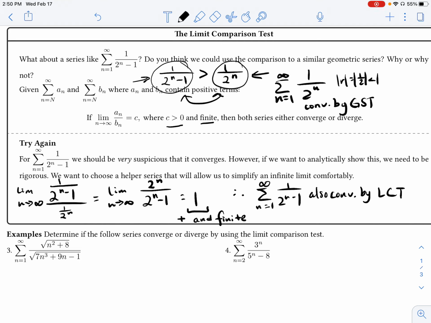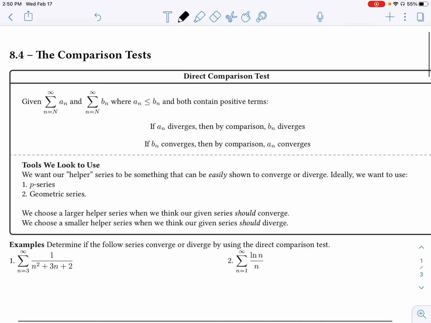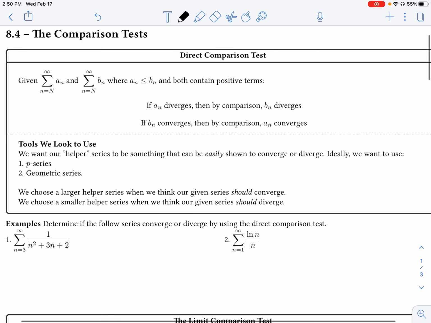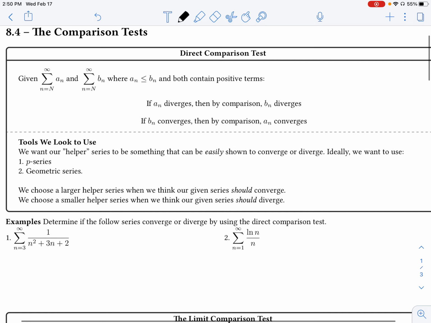The direct comparison test is really nice in terms of the amount of work you need to show. Really, all you need to do is come up with a really easy helper series, show that series is convergence or divergence, and then you can just pretty much state by DCT that series is going to do the same. The problem with that is sometimes you have to, again, stumble around with figuring out whether or not that series is larger or smaller, because if you come up with a larger series that diverges, that doesn't necessarily tell you anything about your smaller series' convergence. So that becomes a little tricky.